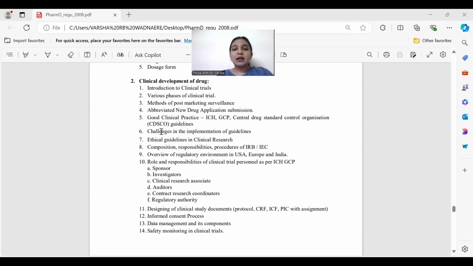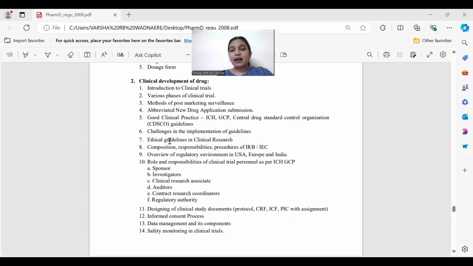Then sixth is challenges in the implementation of guidelines. What challenges can occur when you are implementing guidelines into that particular study, or on the entire nation regarding that drug, or regarding conducting a clinical trial. So what challenges can come, you'll be studying in this. Again, this can be asked for 2 marks, 5 marks.